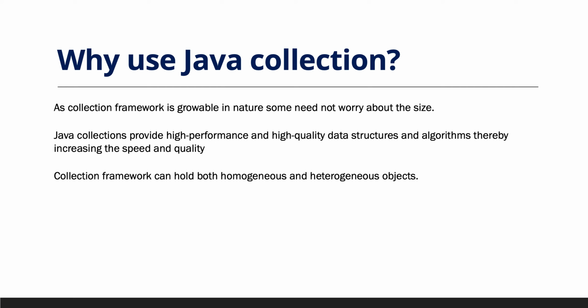Third thing, why we use the Java collection is that the collection framework can hold both homogeneous and heterogeneous data. That was one of the disadvantages of the array, right? Because an array can contain only homogeneous data. Homogeneous means similar kinds of data. So either we can store the integer type, or the character type, or, let's say, a user-defined class like Employee.